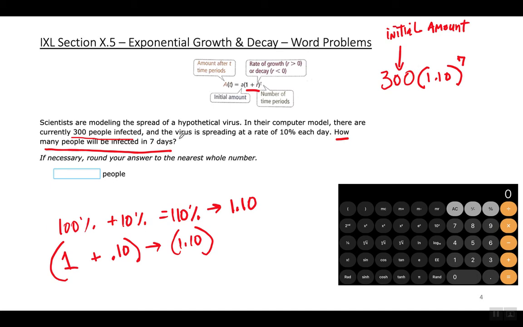Okay, así que hay un virus que se está pasando y estamos empezando con 300 personas infectadas. Ok, si se está aumentando la cantidad de personas infectadas por un rato de 10% cada día, ok, 10% es 0.10. Recuerden que el rato de crecimiento se le suma a 1, así que 0.10 se le suma a 1, te da 1.10. Y aquí el exponente es la cantidad de periodos de tiempo. Así que cuántas personas van a estar infectadas después de 7 días.